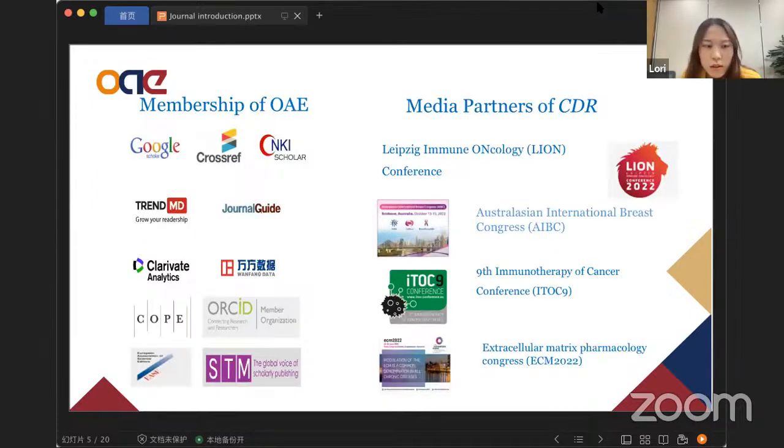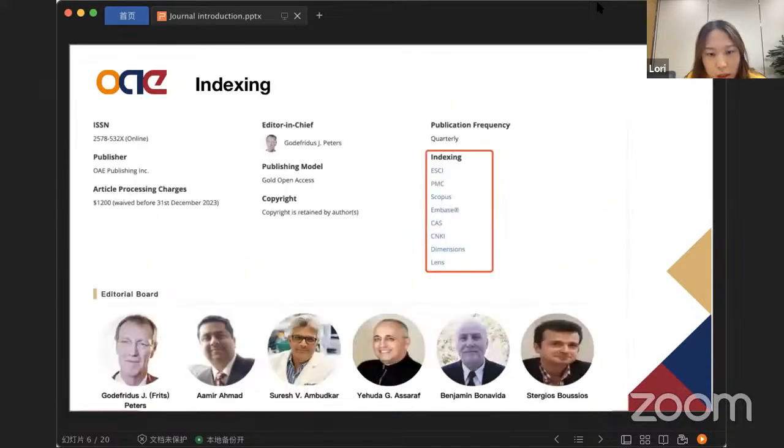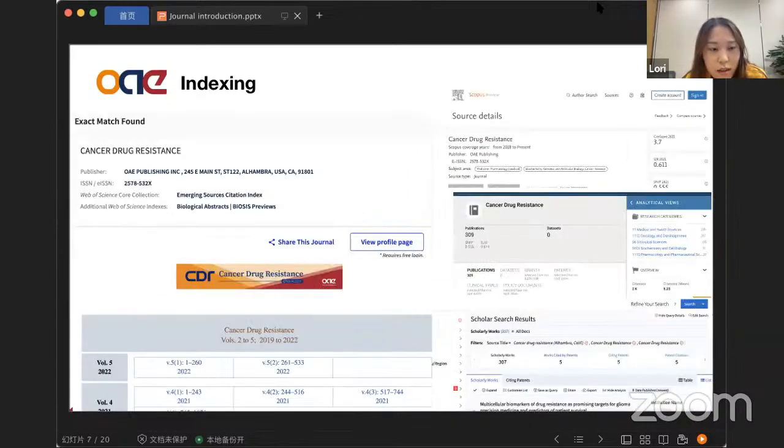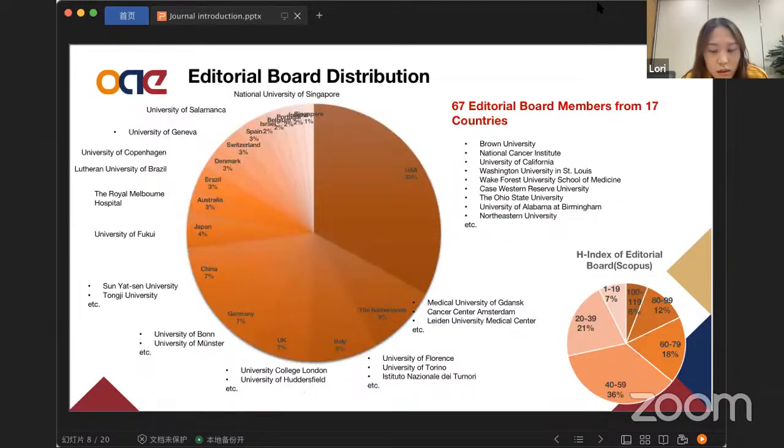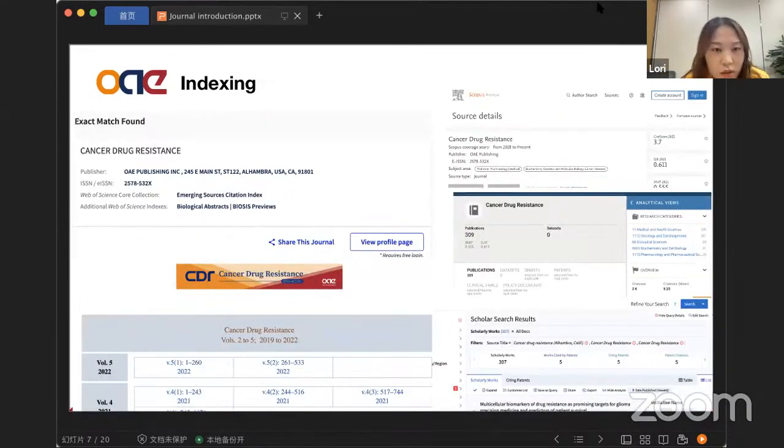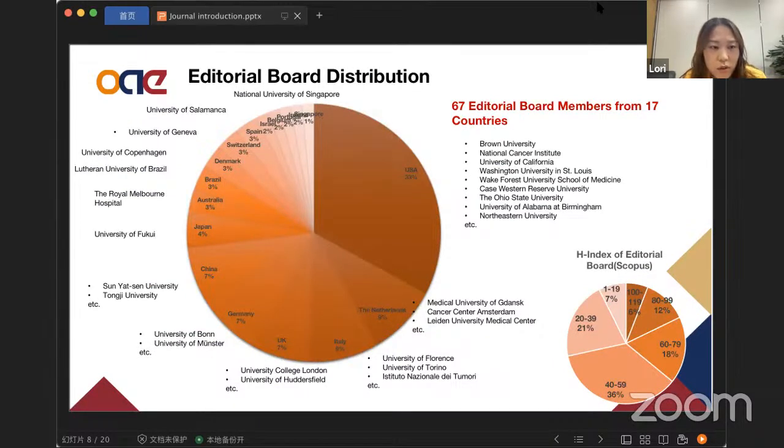Our journal now cooperates with many international organizations, and these are the media partners of CDR. Regarding the indexing, we are indexed by these databases. You can see them on the right here. Especially this year in August, we were indexed by CI. To get this top achievement without the editorial board members' support would not be possible.